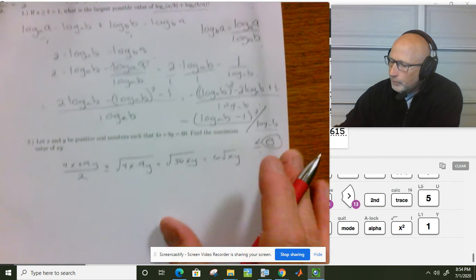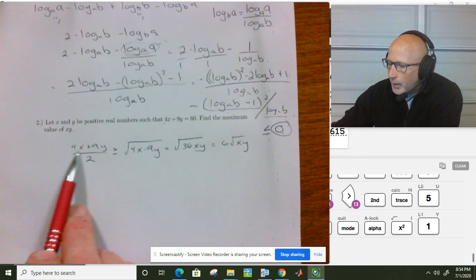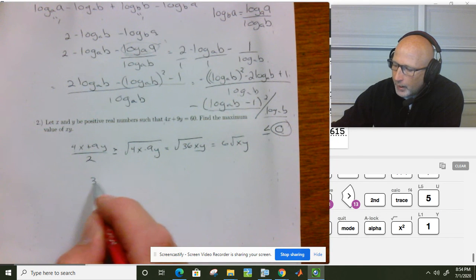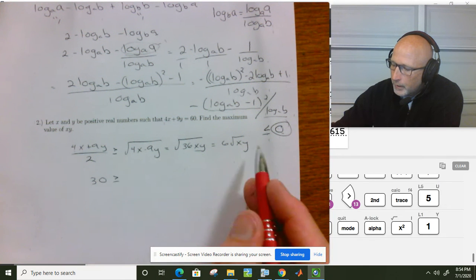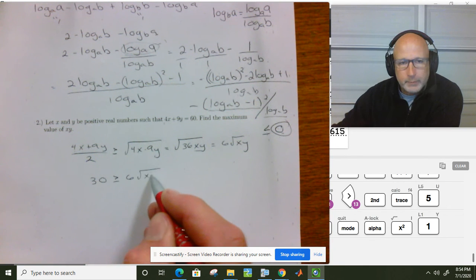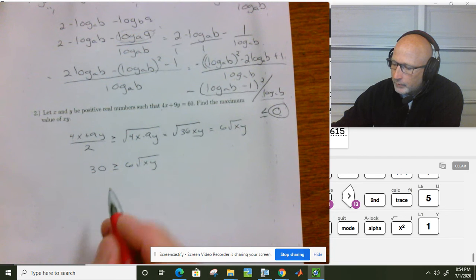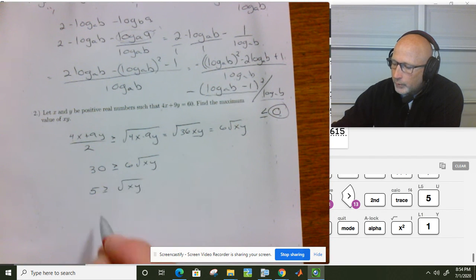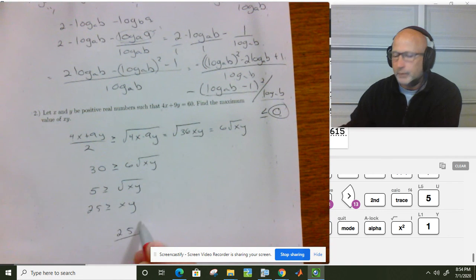So let's kind of go back and regroup here. Well, what is 4x plus 9y? 4x plus 9y is 60. So 60 over 2 is 30. Has to be greater than or equal to 6 times the square root of xy. Divide by 6, you have 5 is greater than or equal to the square root of xy. So 25 has to be greater than or equal to xy. So 25 is the answer.